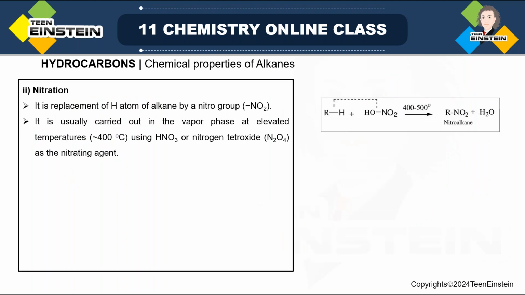The next reaction after halogenation is nitration. As the name suggests, it is replacement of a carbon-hydrogen bond with a nitro group. Now the source of the nitro group may be either HNO3, most of the time you will get HNO3, or it may be N2O4 also, nitrogen tetroxide. So these will be your nitrating agents. And the temperature is around 400 degrees centigrade. Sometimes higher temperature may also be required depending on whether the alkane is reactive enough or not.